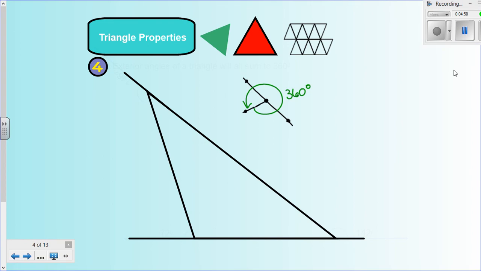So as I was saying, the exterior angles are as such. This angle here is 146 degrees. This exterior angle is 72 degrees, and this exterior angle is 142 degrees. When we add up the exterior angles of a triangle, they will add up to 360 degrees. This is actually true of any polygon, not just triangles.